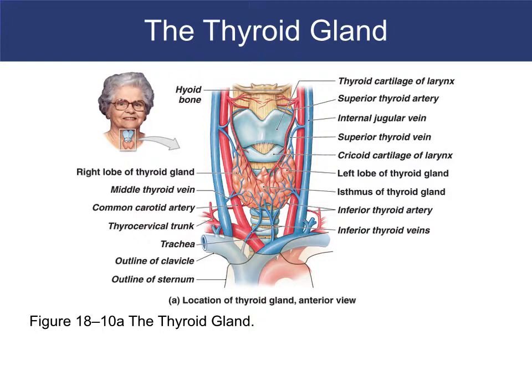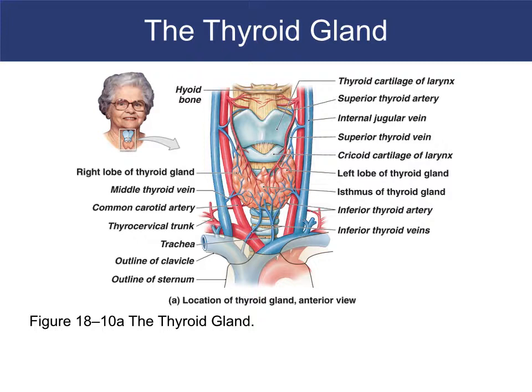So here's the thyroid gland. Here's the isthmus of it. These are the 2 big lobes. And notice that the thyroid gets blood supply from several different directions. Here's the superior thyroid artery coming in here off of the carotid.